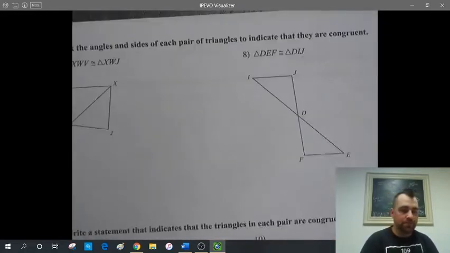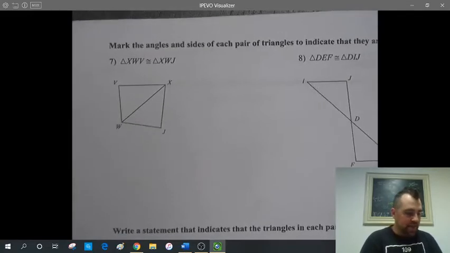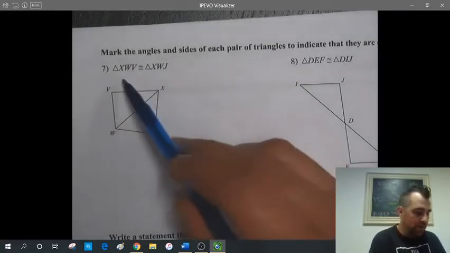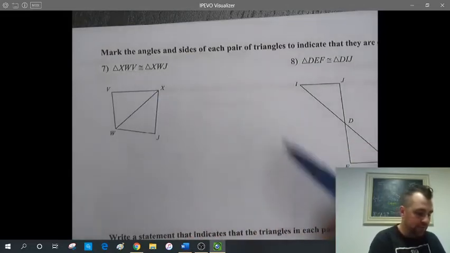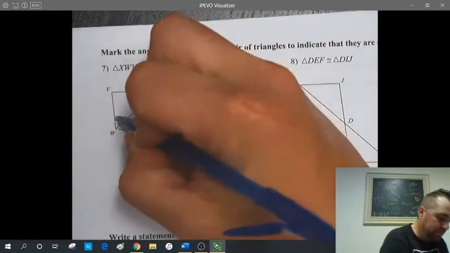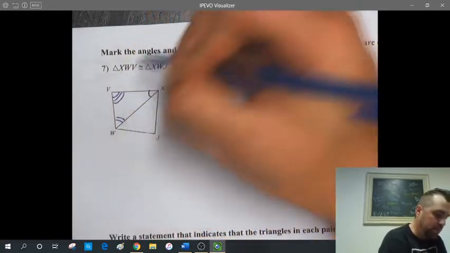Turning the page over. Number 7 and 8, you're marking the angles and sides for each pair of triangles to indicate that they are congruent. So we're going to mark both angles and sides in this. So we have triangle XWV. X gets single arc, W gets double, V gets triple.